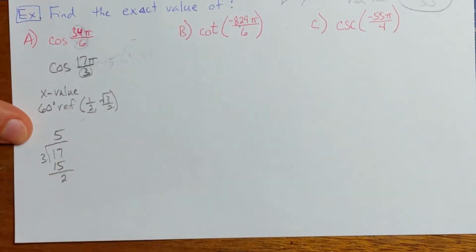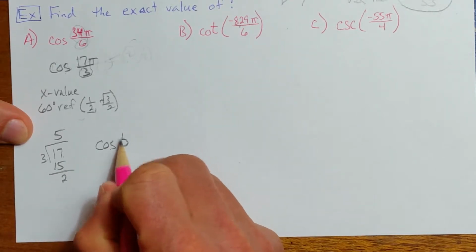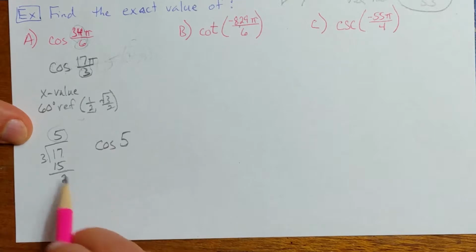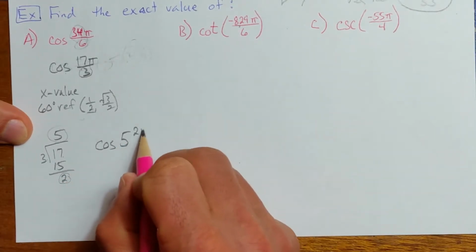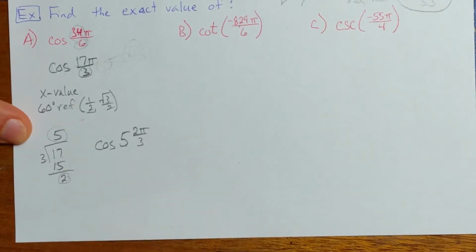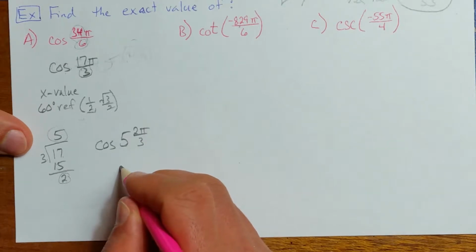So this 17 pi over 3 as a mixed number could be written as cosine of 5, the number of times it goes in there evenly, and then 2, the remainder, pi over 3. And what having it as a mixed number will do is help me figure out which quadrant it's in a lot faster.